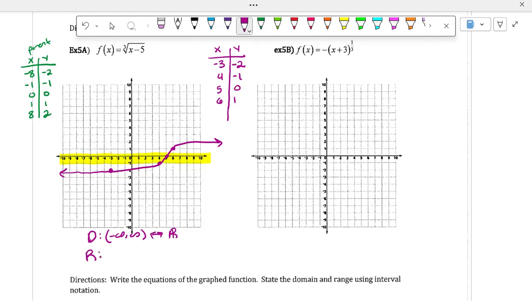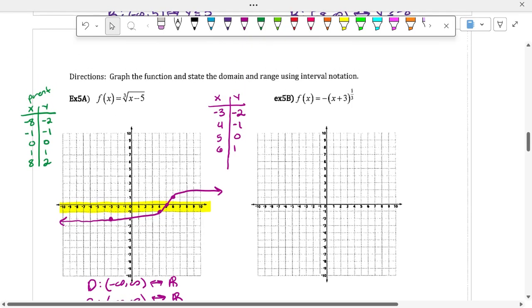What about the range? Come on, guys. Negative infinity to positive infinity. Good. Even though it's going up and down very slowly, it's still going up and down completely. So it's all real numbers. I'll give you a hint. This is true for all cubic functions. They're always going to be all real numbers for both, or cube root functions.